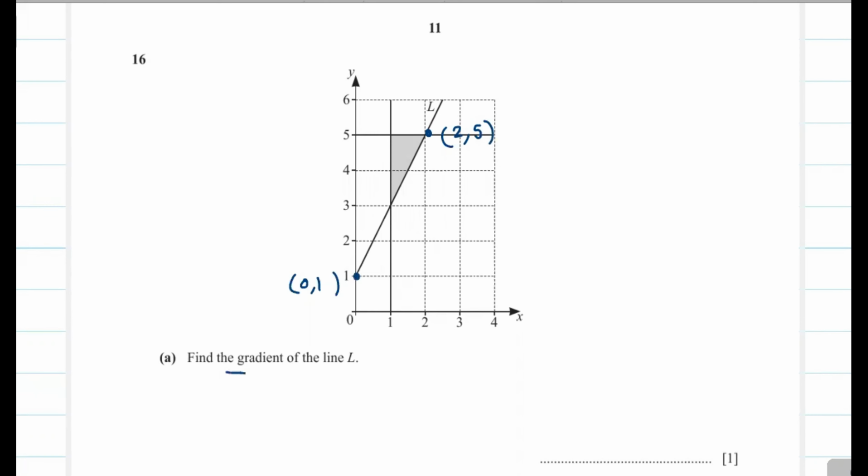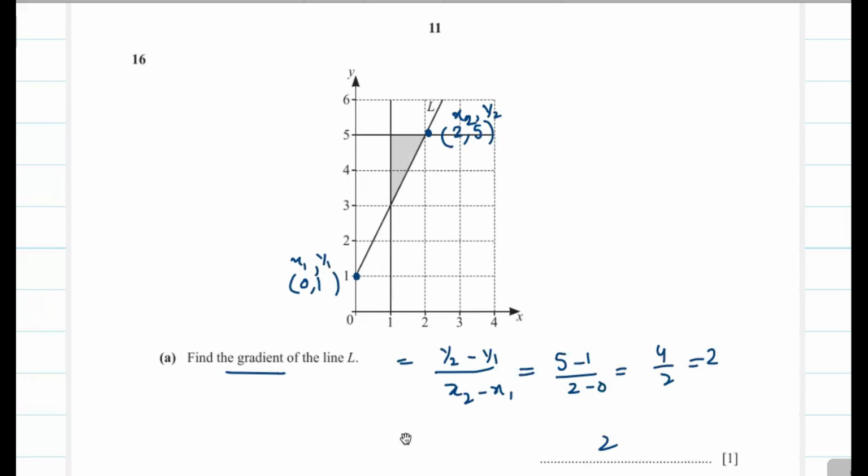Now to find the gradient of the line, the value will be equal to y2 minus y1 over x2 minus x1. It's very simple. You name this x1, y1, and this coordinate x2, y2. Therefore, you take y2 is 5 minus 1 over 2 minus 0. Now you can write it as 4 over 2, that's equal to 2, and this is the answer.